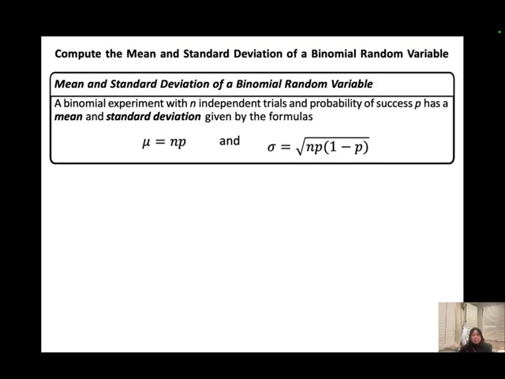Compute the mean and standard deviation of a binomial random variable. For the binomial distribution, we can also find the mean and the standard deviation. The formula is here. Mu is equal to n times p. And then the standard deviation will be the square root of n times p times 1 minus p, which is your q in here. If you want to find the variance, you just need to square the standard deviation.